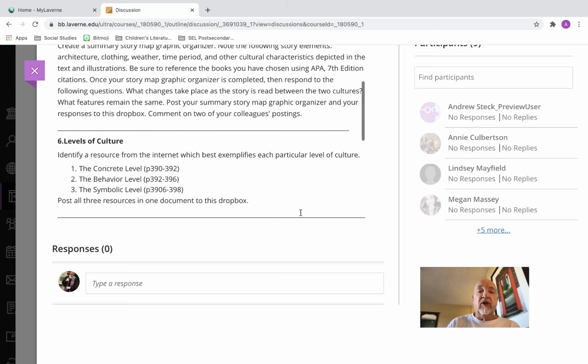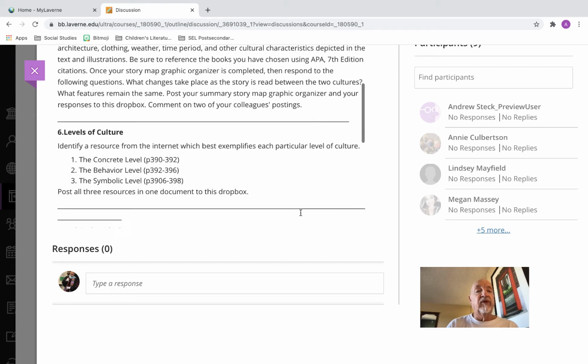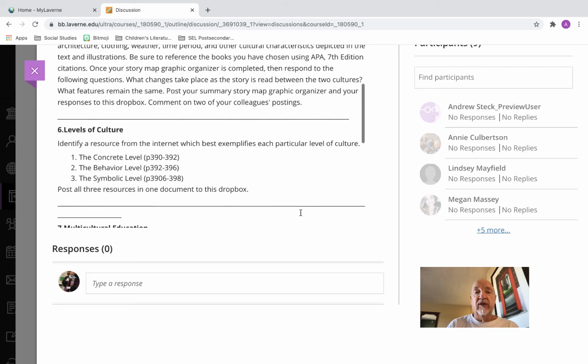You're also going to take a look at culture. There are 3 levels of culture. You're going to read about the concrete, the behavior, and the symbolic levels. You're going to find a resource from the internet that best exemplifies each particular level of culture, and you're going to post these 3 resources in one document in this Dropbox.